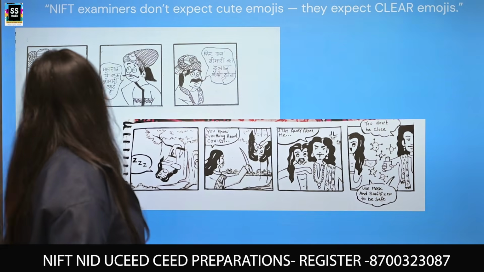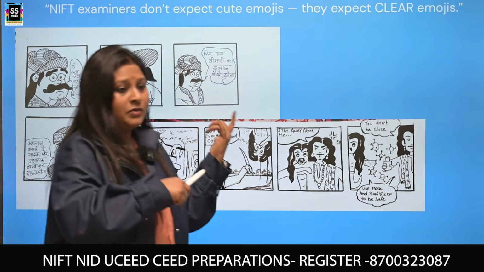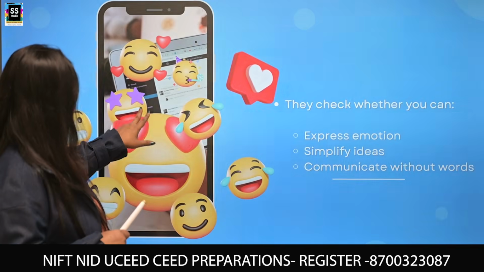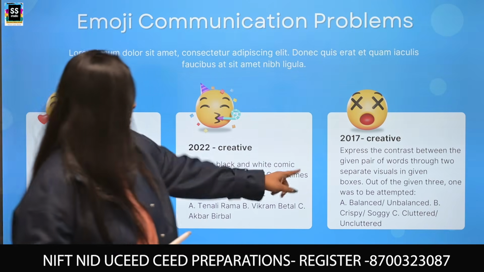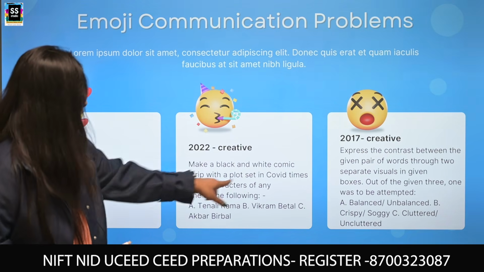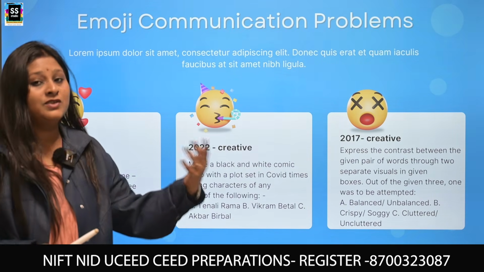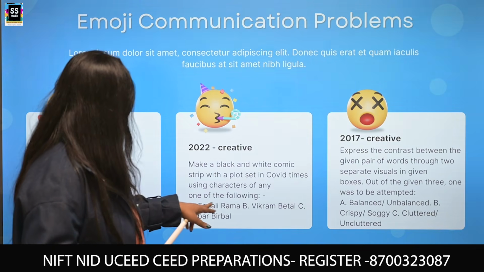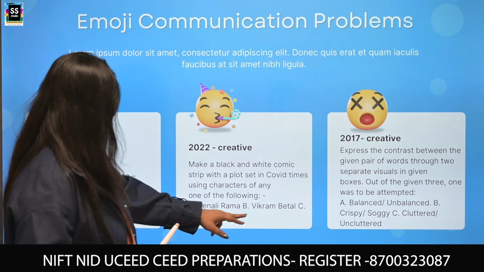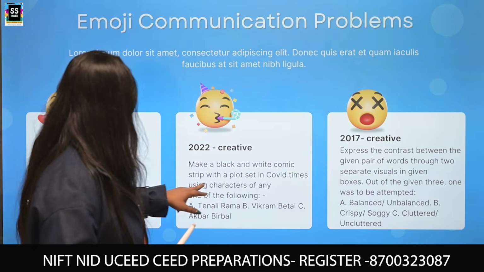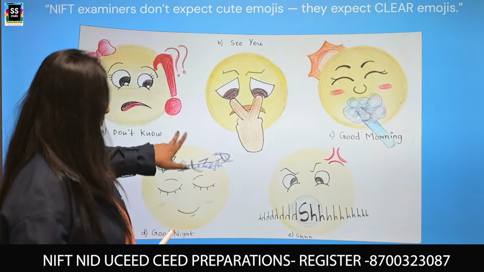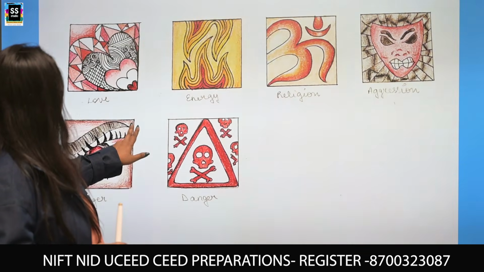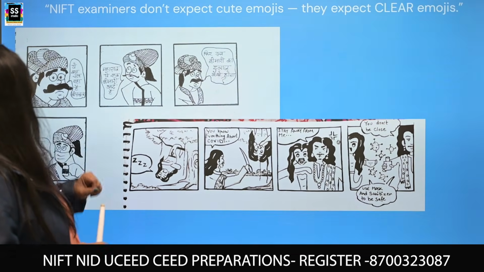Now this was again one of the PYQs of 2023. Remember that Tenali Rama question and the Akbar Birbal question that I just showed? Yeah, this one. Make a black and white comic strip. Black and white was specified, so no colors were to be used, and the characters were Tenali Raman, Vikram Betal and Akbar Birbal in a comic strip. COVID time was the major context. Now this was how it was.